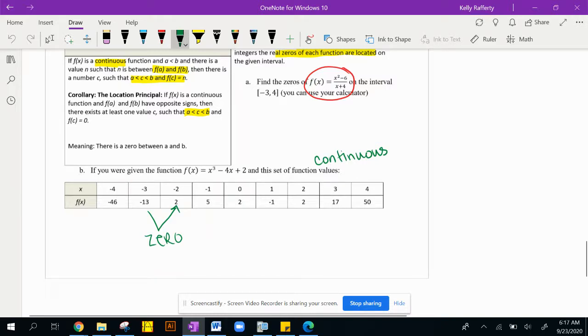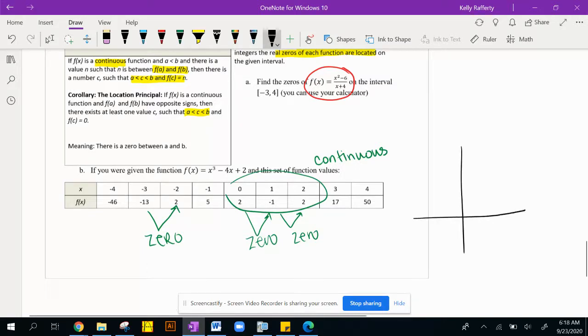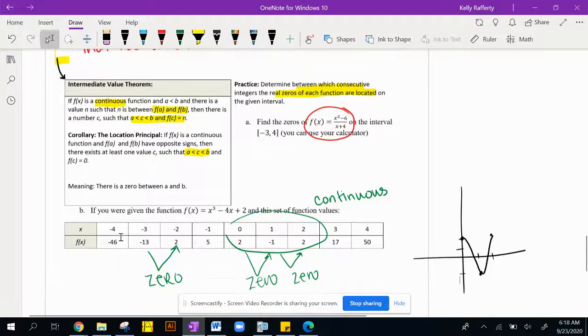So looking for any sign change, it looks like we would have another zero between 2 and negative 1, and then one more again between negative 1 and 2. And if we graphed these points, then that would probably make it super clear. If I had a point at 0, 2, and then a point at 1, negative 1, and 2, 2, right? If it's continuous, I have to go through the x-axis. So that's our intermediate value theorem, and hopefully that makes sense.